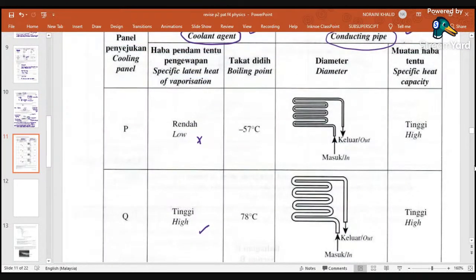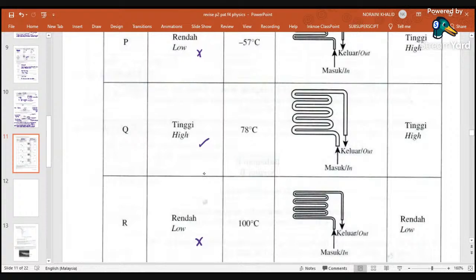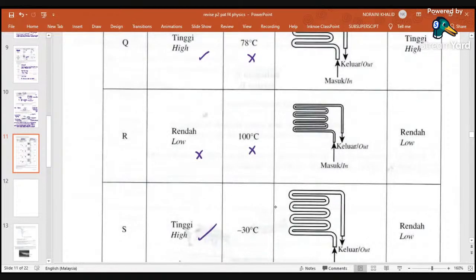For the boiling point, it must be low. So I will remove the two highest ones. I will remove this one and this one. So I will accept here and this one. Okay.